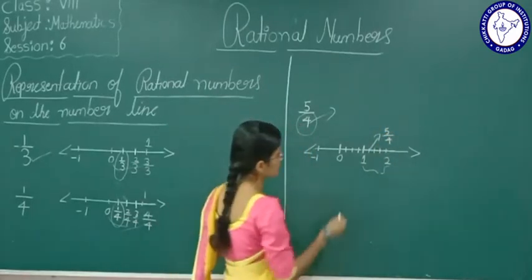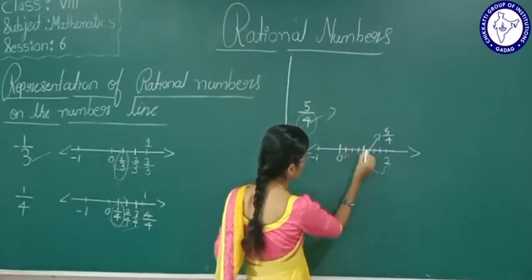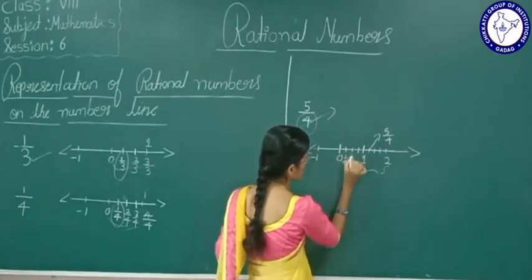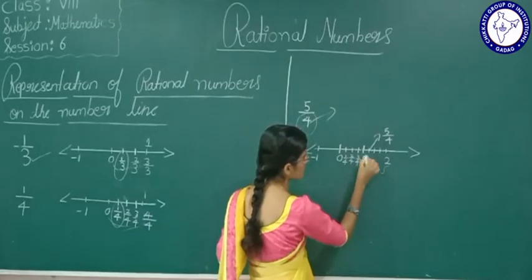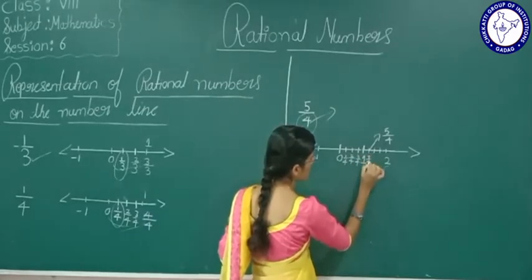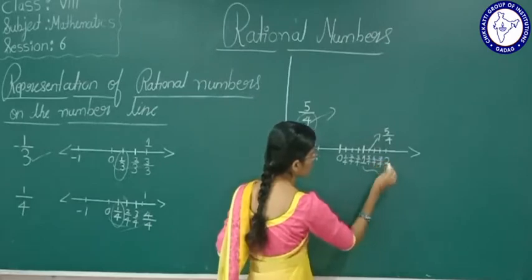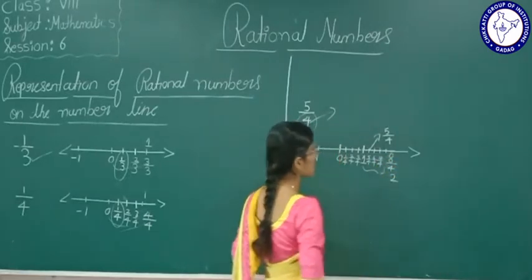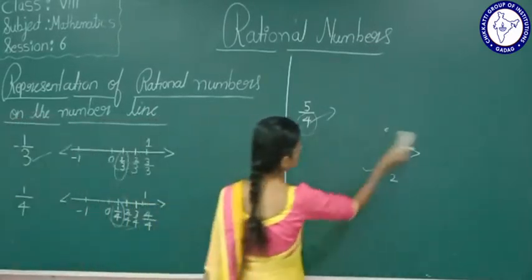Yes, now see here students. This will become what? 1. Here we have divided into 4 equal parts, right? 1 by 4, 2 by 4, 3 by 4. 4 by 4 is 1. This will become 5 by 4, 6 by 4, 7 by 4. What is 8 by 4? 8 by 4 is nothing but 2 only. Yes, I will enlarge it and show you.